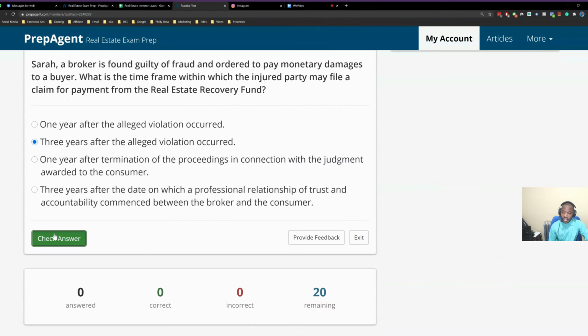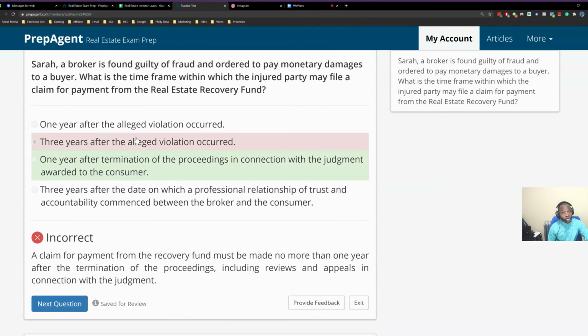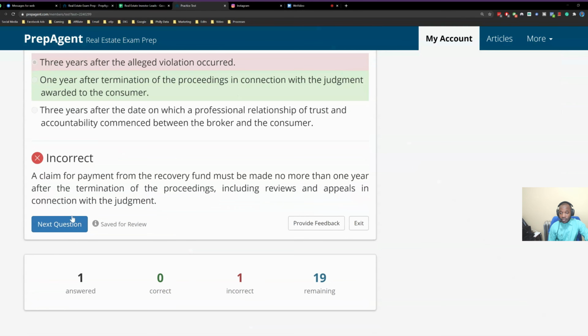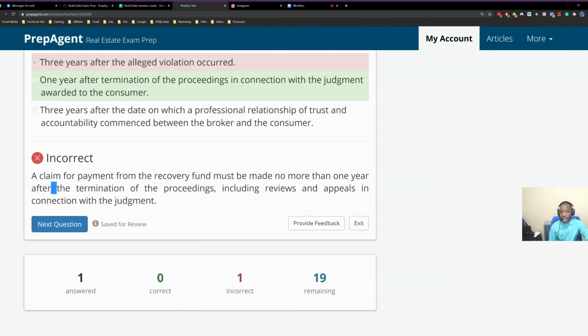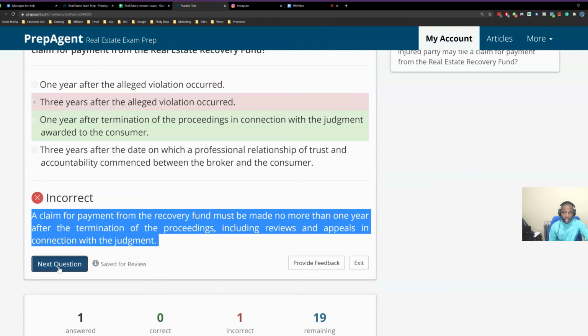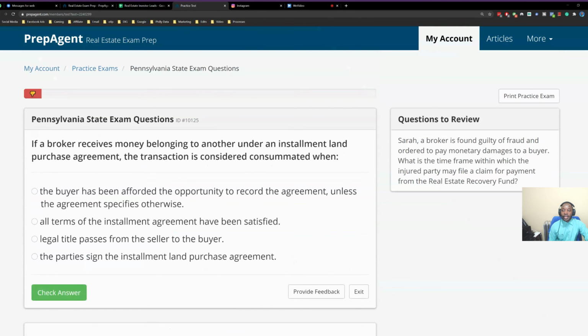So let's check that answer, right? Nope, I'm wrong. It's 1 year. So 1 year after termination of proceedings in connection with it. So you get 1 year. I got that wrong, and it's telling me here a claim for payment for recovering no more than a year after, right? So I got that wrong. I can click next question, and let's see.